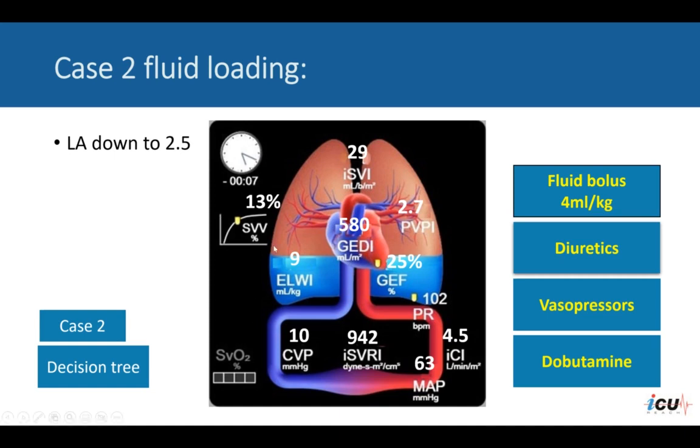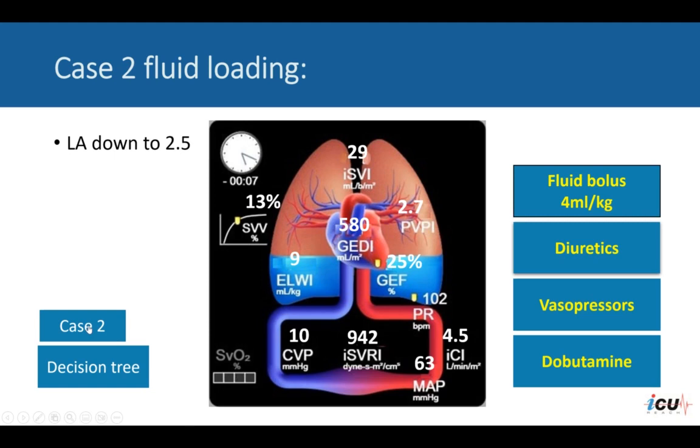We did not affect the extravascular lung water much by giving this fluid; it is still acceptable, below 10, and the permeability is acceptable. In terms of perfusion, take a look at the lactic acid, it is down to 2.5. So I think the patient benefited from the fluid bolus.